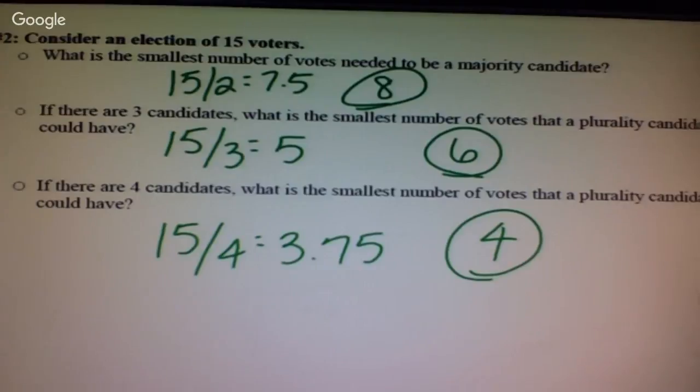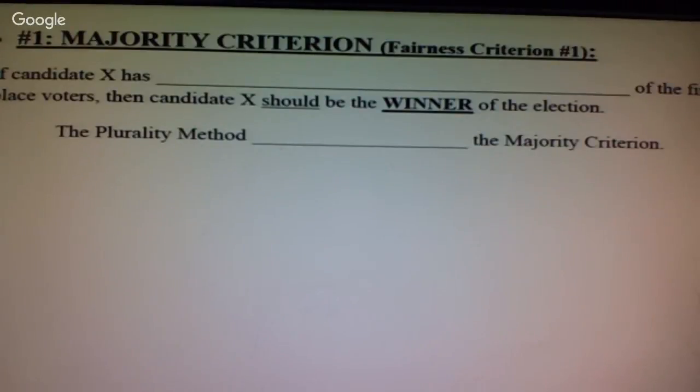Okay. Last thing we need to talk about is a criterion. So we're going to have 4 fairness criterions that we're going to talk about. The first one is the majority criterion. So it says if candidate X has a majority of the first place votes, then they should be the winner. That makes sense, right? If you have more than half the votes, you should win.